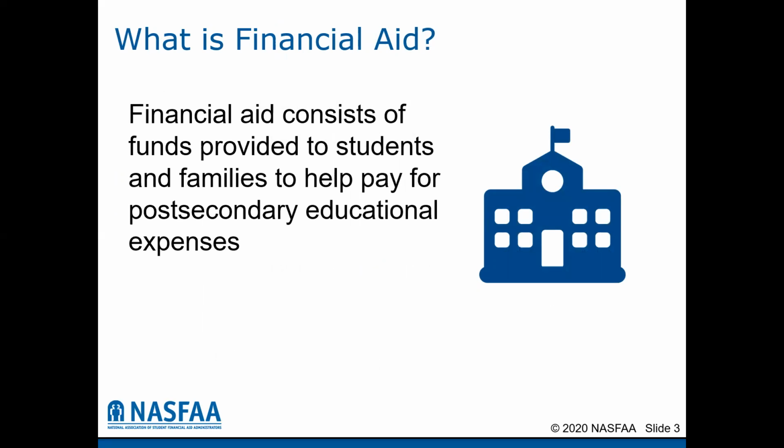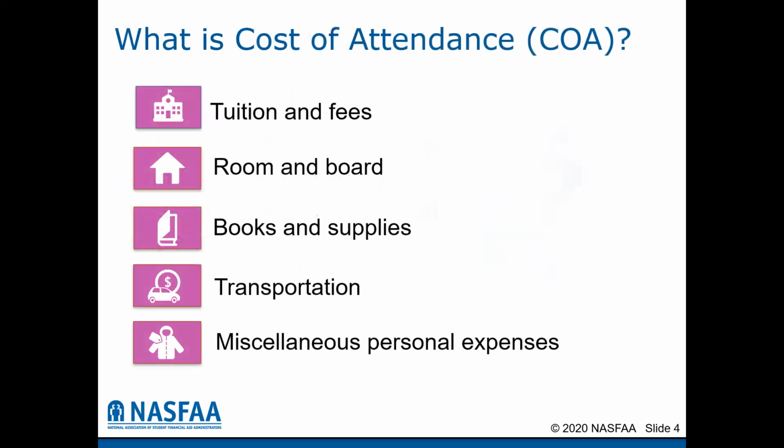Financial aid consists of funds provided to students and families to help pay for post-secondary educational expenses. The cost of attendance, also known as COA, is a budget that each school puts together based on that school's tuition and fees, as well as their room and board expenses. And then they also calculate and budget for books and supplies, transportation expenses, as well as miscellaneous personal expenses that we expect students will have throughout the year. This cost of attendance number will vary from school to school and will vary also across the nation, as well as how expensive of an institution it is.